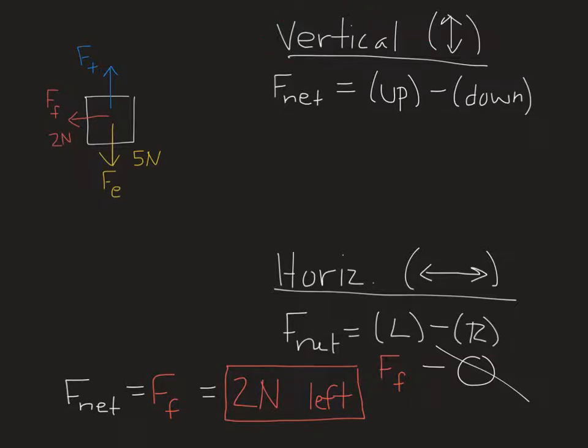So all we need to do to find net force in the vertical direction is to take all the up forces and subtract all the down forces. All the up arrows minus all the down arrows. And what are our up forces?